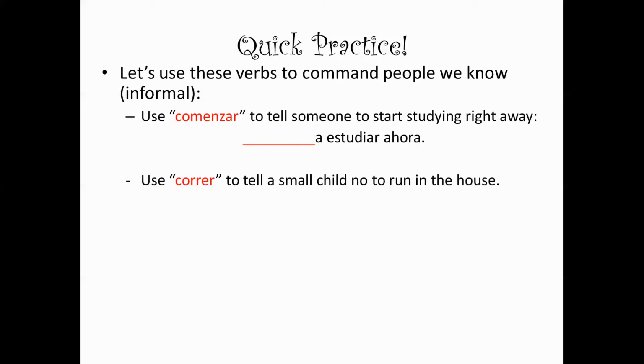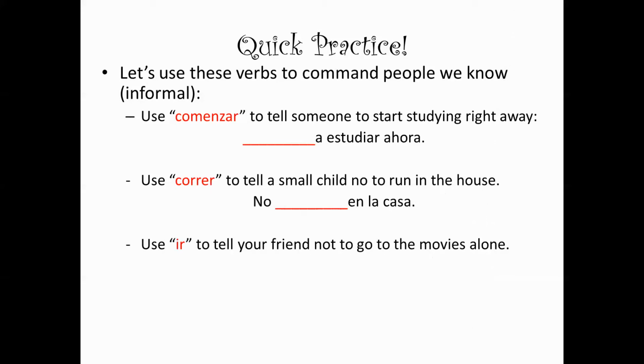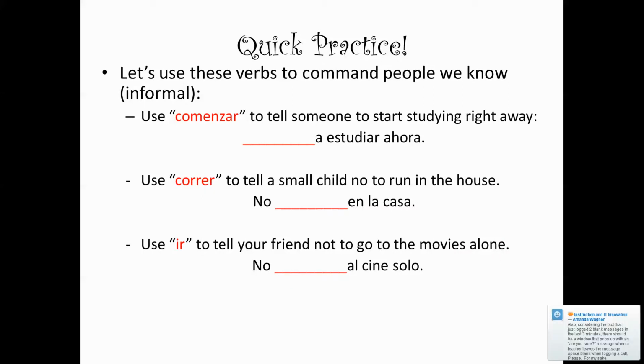Now let's use correr to tell a small child not to run in the house. Sorry, I misspelled the word not and forgot the T. But yes, we're making this command negative, so we start with no. How do we conjugate this verb? Finally, let's use the verb ir to tell your friend not to go to the movies alone. How would you complete this sentence? Let's see how you did.